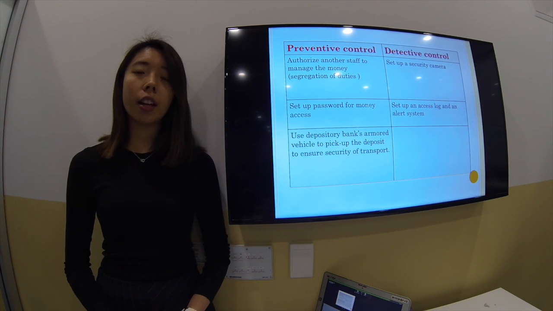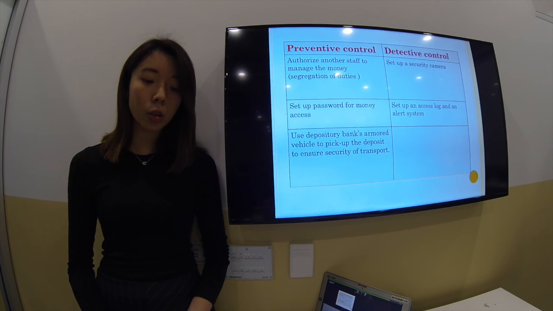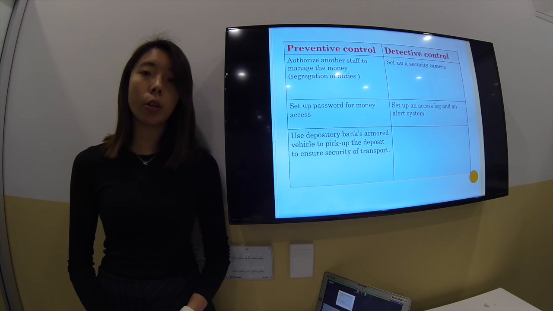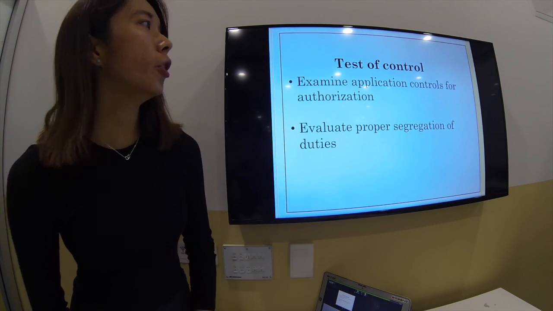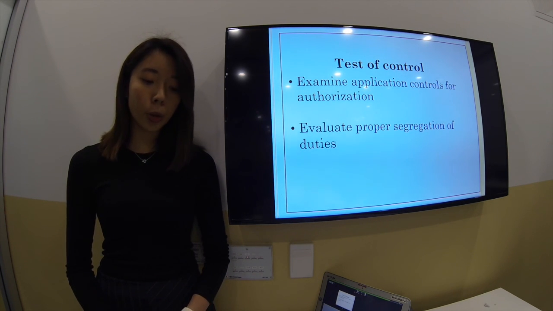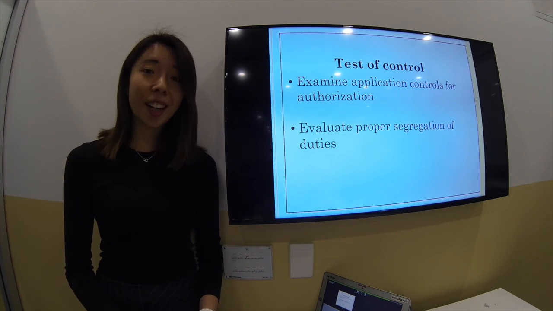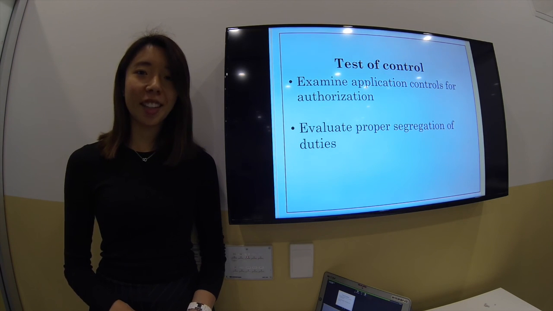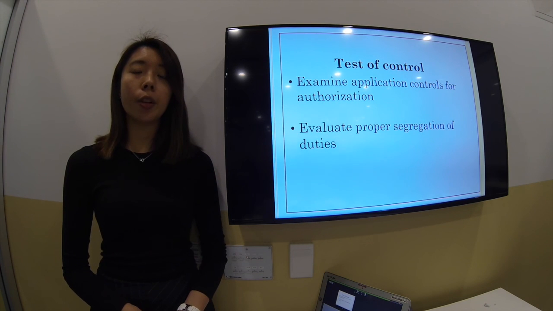Moreover, an access log and an alert system can quickly detect and notify management of attempts by employees or outsiders to access unauthorized information or parts of the buildings. For the test of control, the auditor will examine application controls for authorization, and they may observe and evaluate whether proper segregation of duties is operating or not.